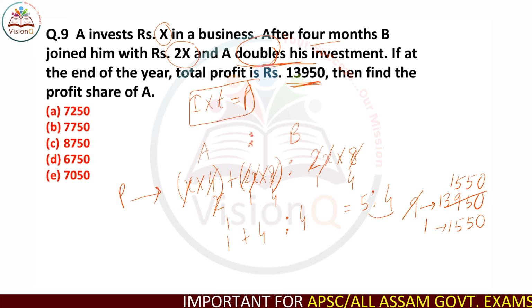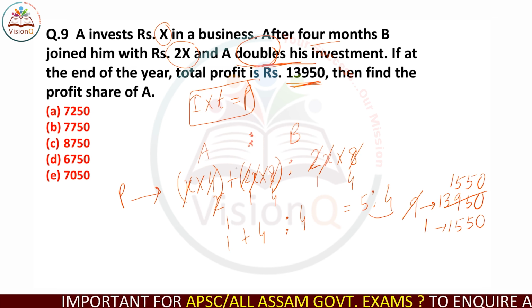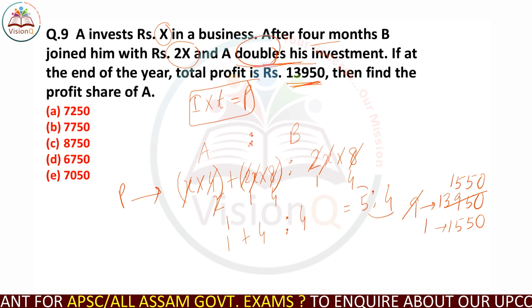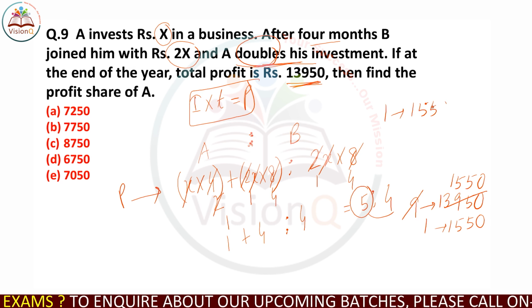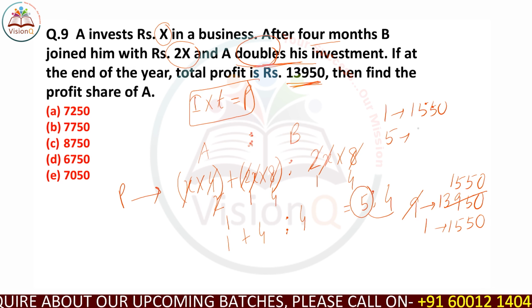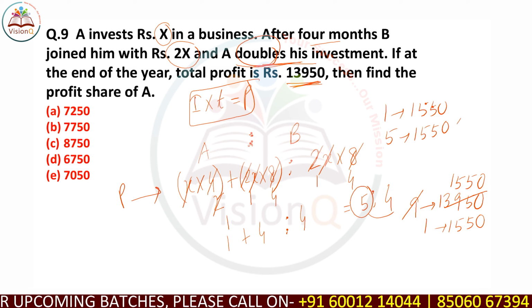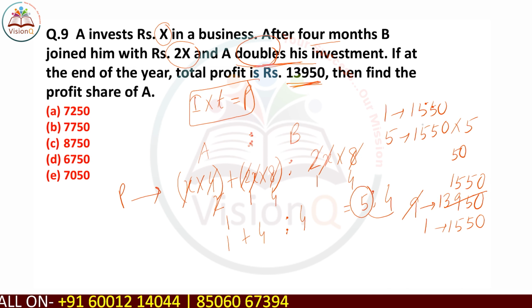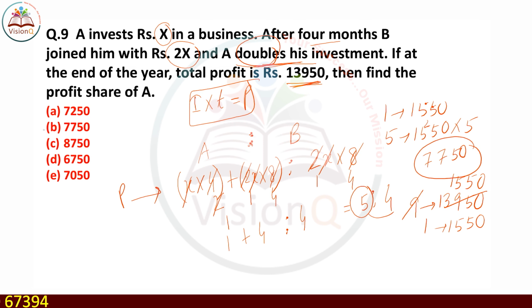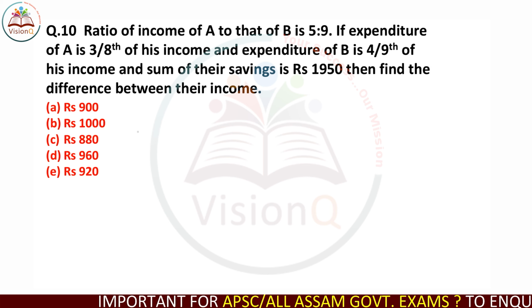Now, if 1 is 1550, it is asked to find out the profit share of A only. So, A will get 5 rupees as per ratio. So, if 1 represents 1550, then what is 5? So, 5 represents 1550 into 5. So, just try to find the answer here. So, it becomes how much? 7750. Answer is option number B, which is 7750. So, this was an important question based on the topic of partnership. Next we'll discuss question number 10.